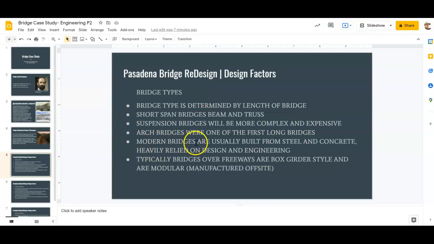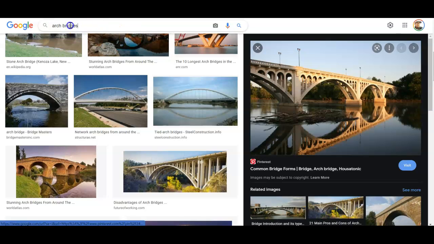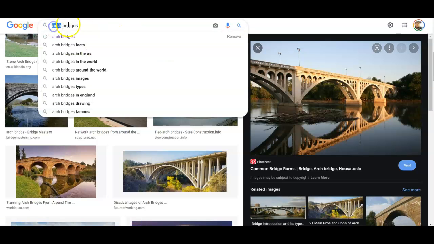I showed you a little bit about the modern bridges and how they're built from concrete and heavily rely on design and engineering. Typical bridges over the freeways are box girder. Let's see. Let's type box girder bridges.